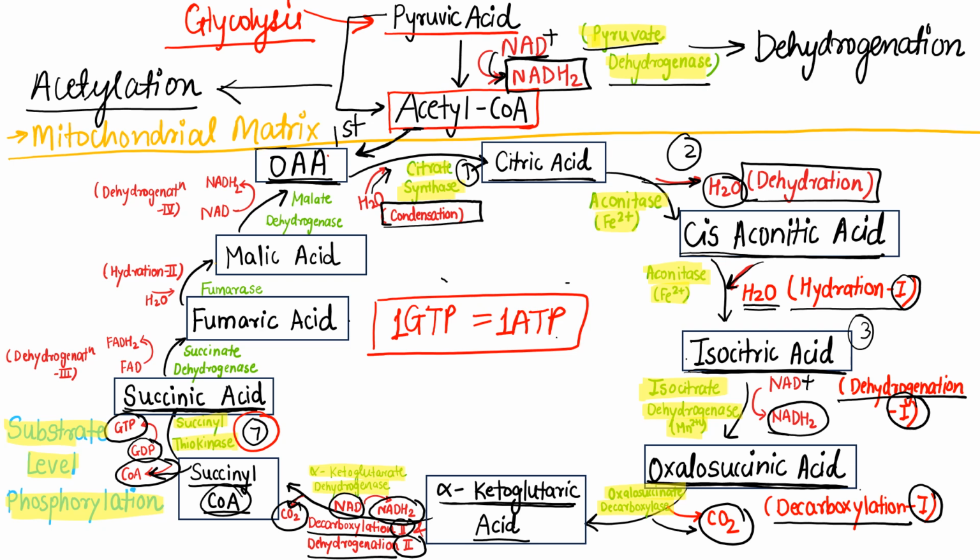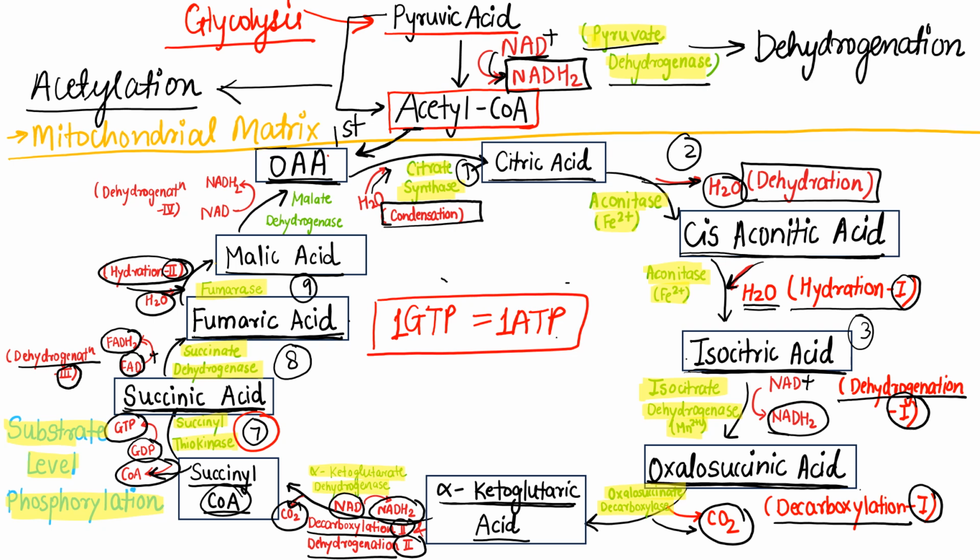Eighth step is conversion of succinic acid into fumaric acid in the presence of enzyme succinate dehydrogenase. So here again dehydrogenation takes place. This is the third dehydrogenation of Krebs cycle. Here FAD plus gets converted to FADH2. This is the eighth step. Ninth step is conversion of fumaric acid into malic acid in the presence of enzyme fumarase, and here hydration takes place. This is the second hydration in the cycle. Hydration means addition of one molecule of H2.